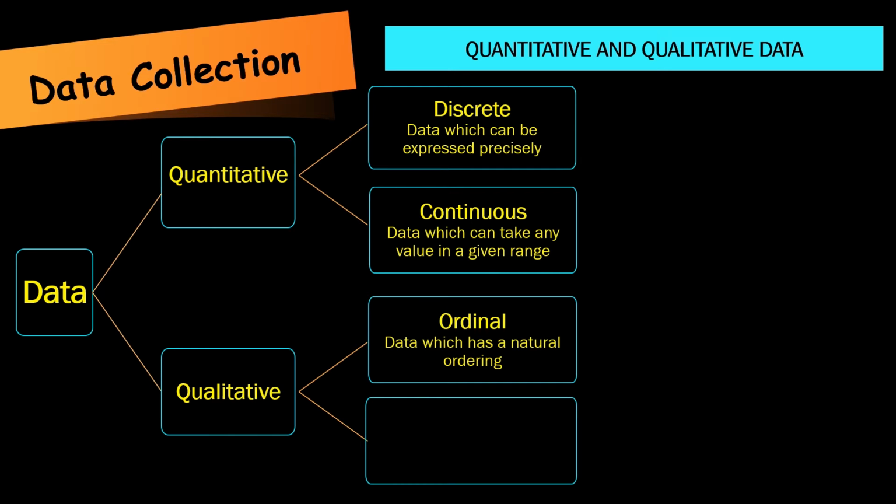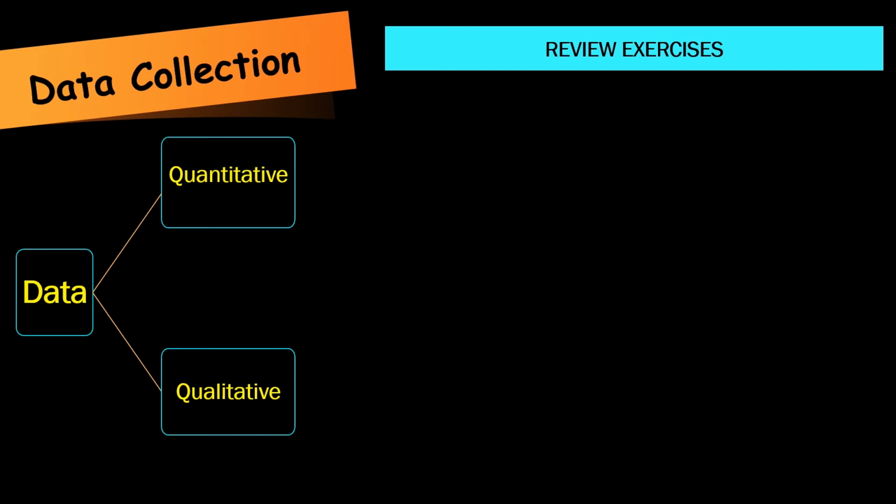And the other category for qualitative data is nominal data. This is data which has no implicit ordering whatsoever. So, favourite colour, the colour of a car, and so on. Now let's take a look at some exercises.